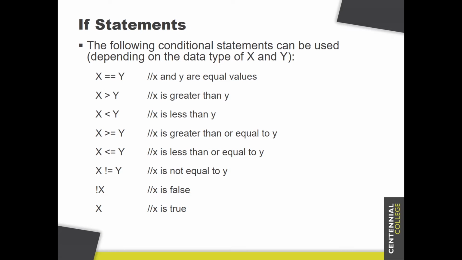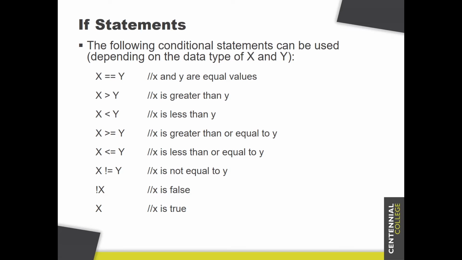X is greater than y. So if X is greater than y, this is true. X is less than y. If X is less than y, then this is true. X is greater than or equal to y, meaning that the value of X is either greater than or equal to the value of y. So if X and y are the same, this will be true. And if X is greater than the value of y, this is also true. X is less than or equal to y. Once again, two conditions met at the same time. If X is equal to the value of y, this is true. Additionally, if X is less than the value of y, then again, this is true.